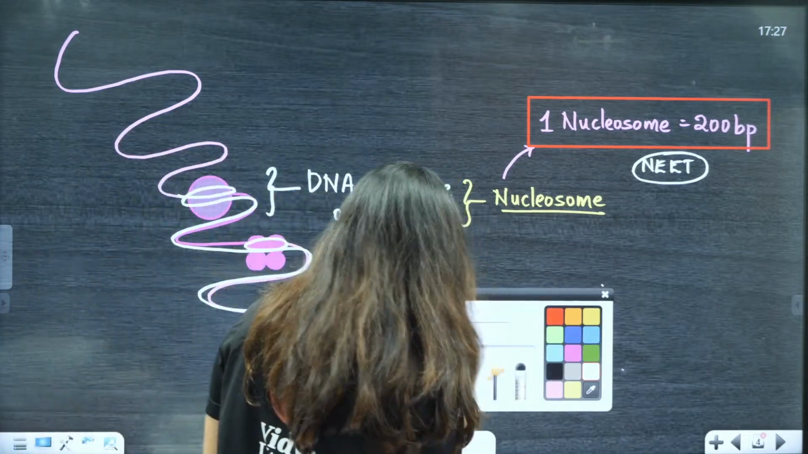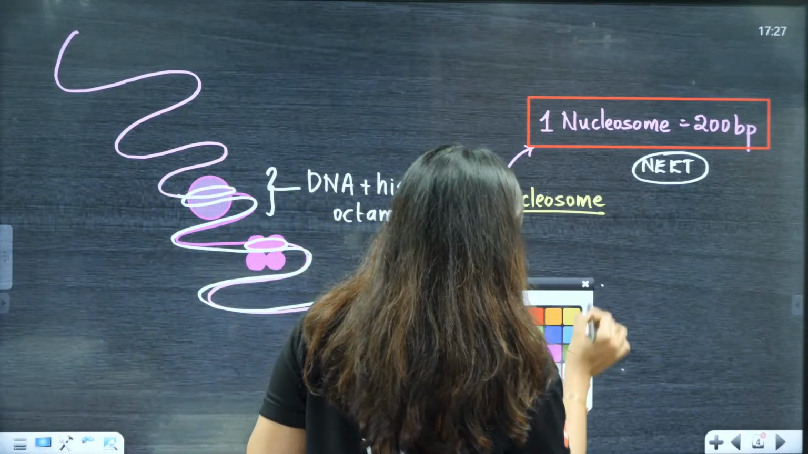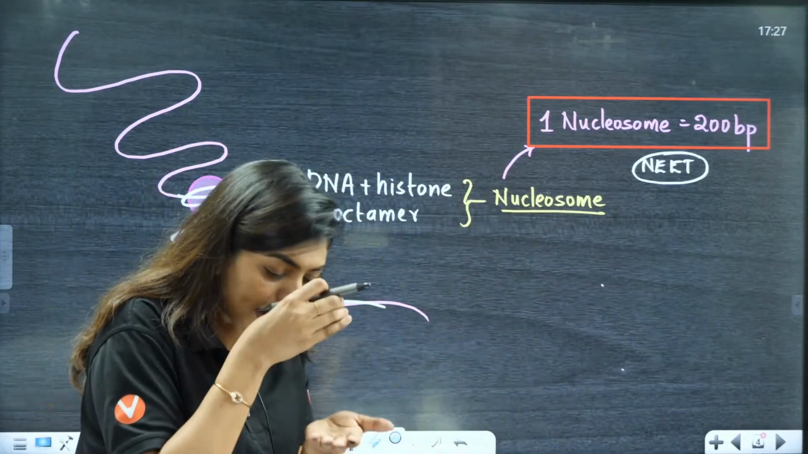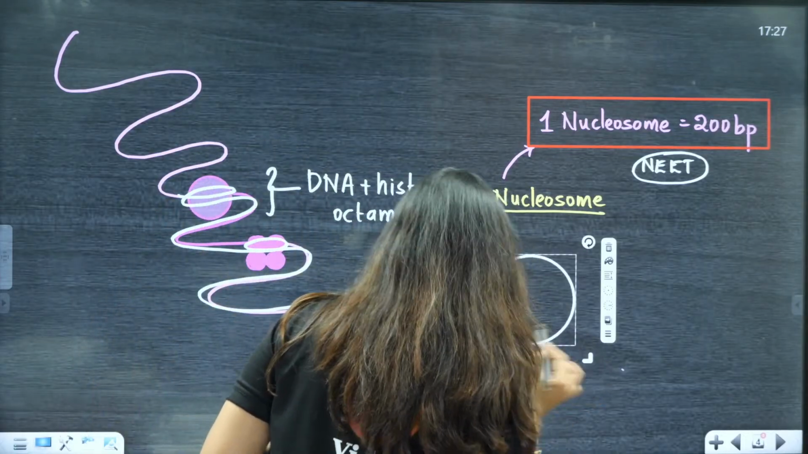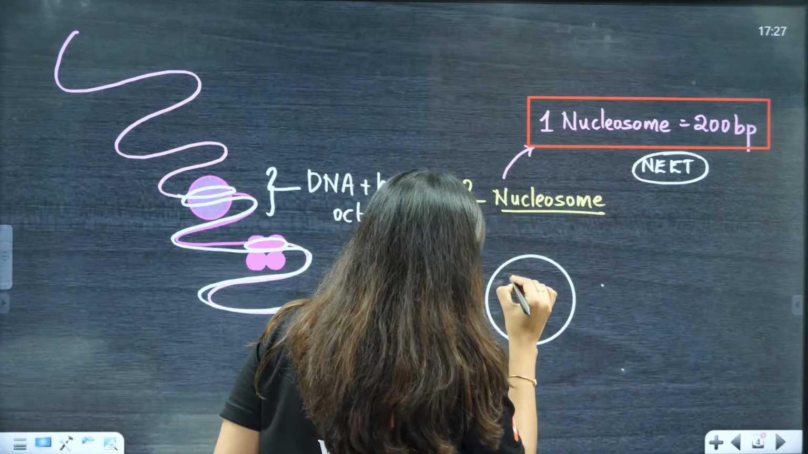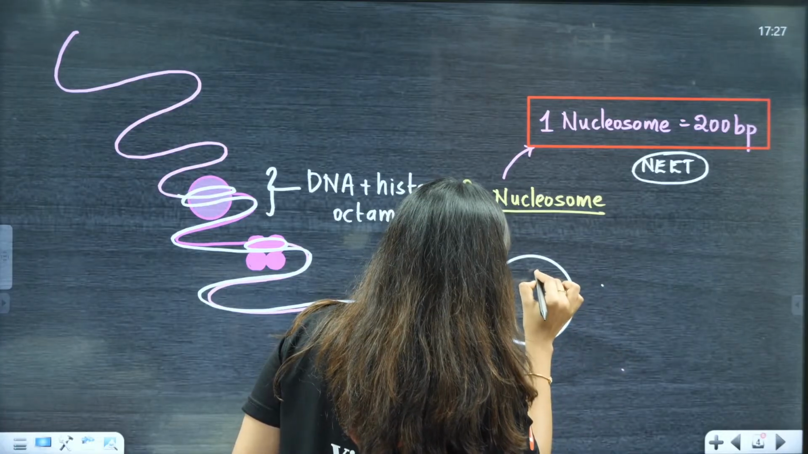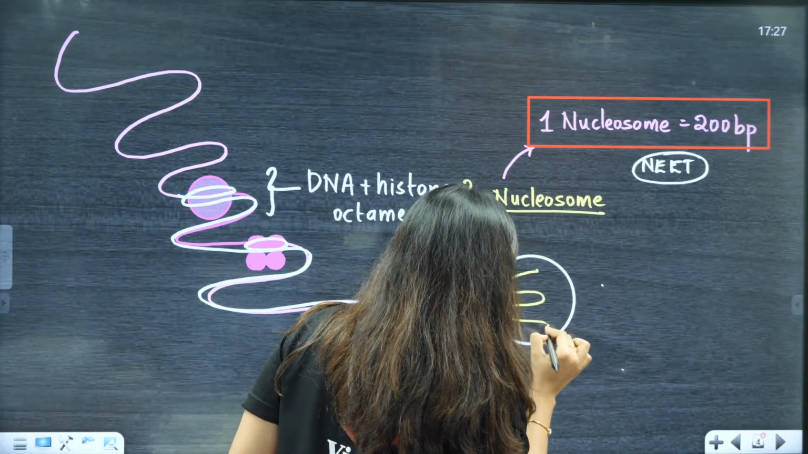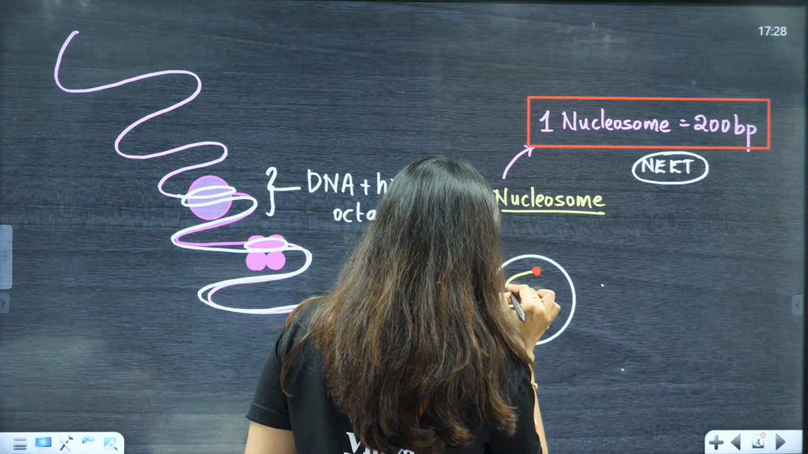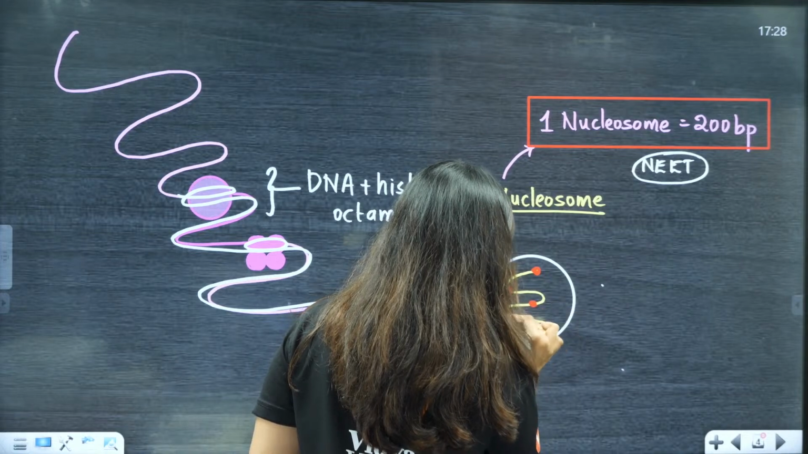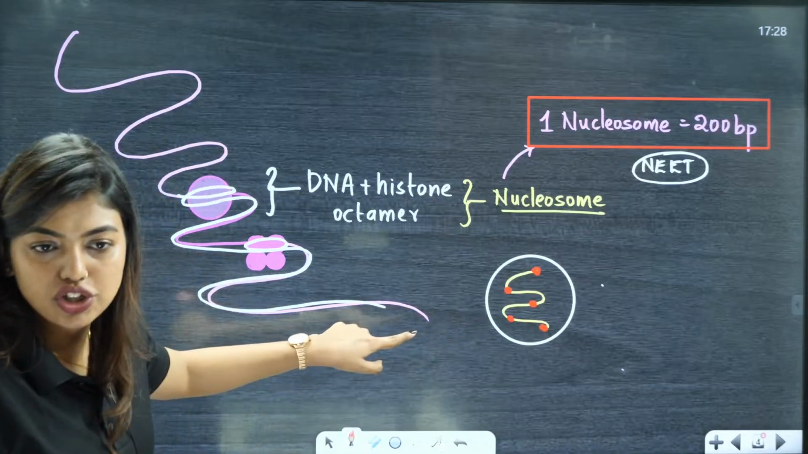Now this nucleosome, the histone octamer plus DNA combination, if you look at it under the field of a microscope, what image do you get from there? You will notice that the structure looks like a bead on a string. What does it look like? It looks like a bead on a string structure. Here the histone octamers are there. Like this. So it looks like a bead on a string structure under the microscope.